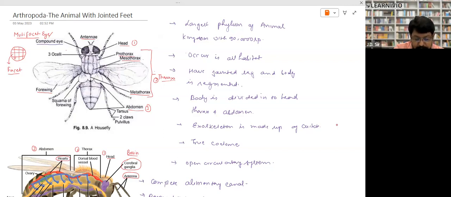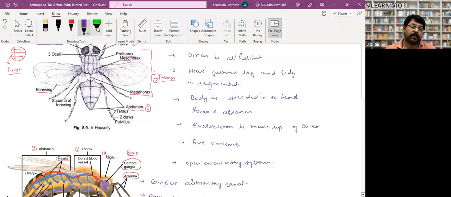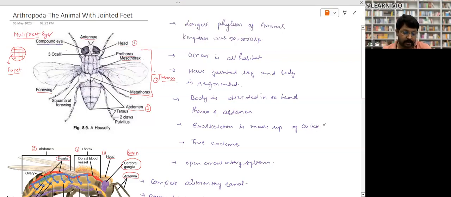Next point. The body is covered with non-living chitinous covering. Chitinous. Chitin is made up of basically protein.